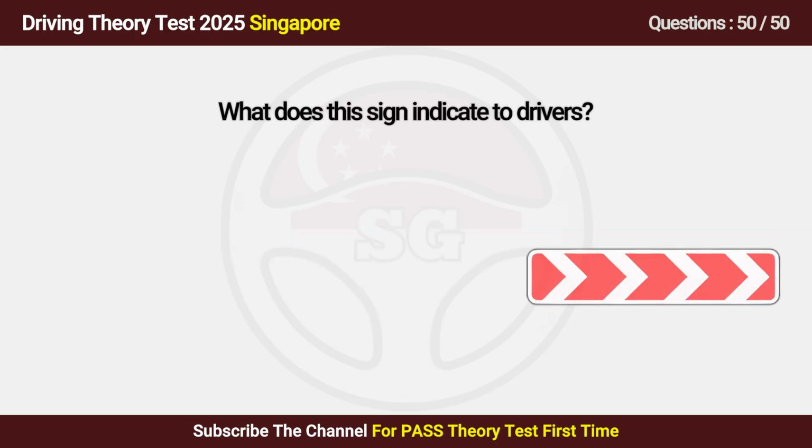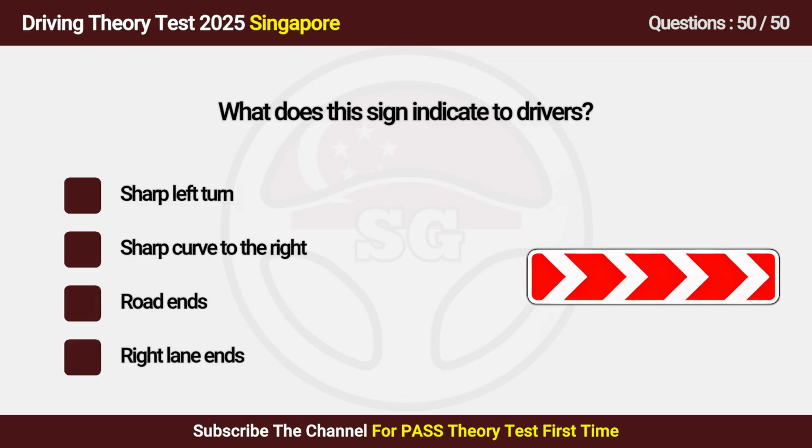Question 50. What does this sign indicate to drivers? A. Sharp left turn. B. Sharp curve to the right. C. Road ends. D. Right lane ends.